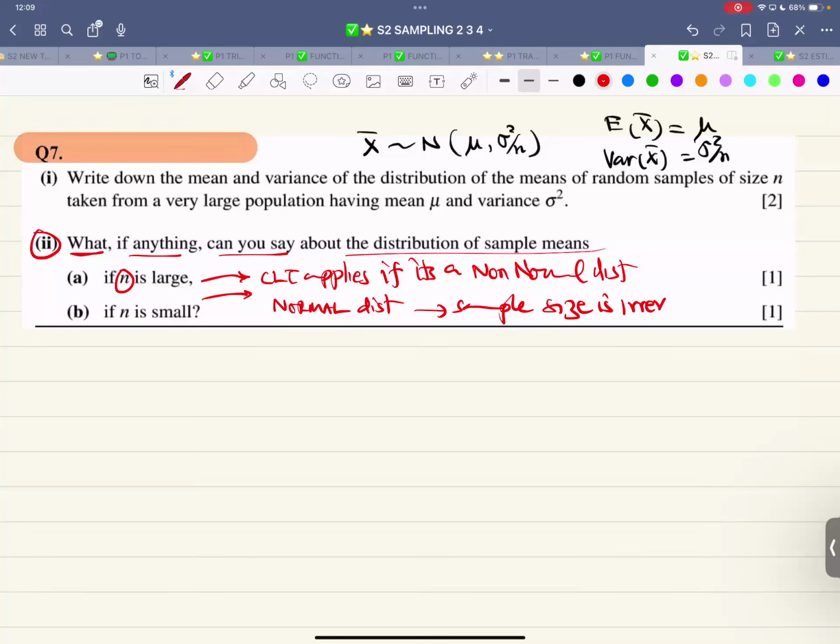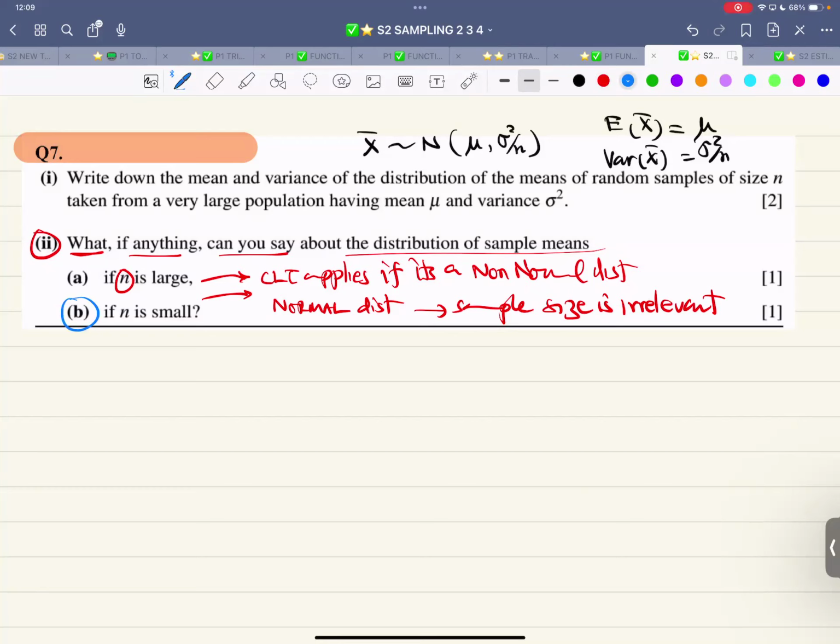They are asking this question, what if n is large? If n is large, it depends on the scenario. If it's a normal distribution, it doesn't make a difference. If it's non-normal, then CLT would apply and it would become normal.